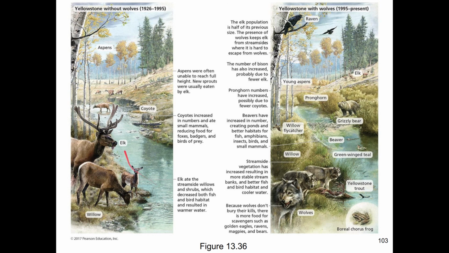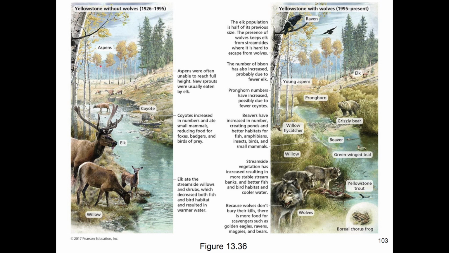Also, because you didn't have the willows and the shrubs on the banks of the river to stabilize it, you had more erosion. You had a reduction in the diversity of habitats like pools, and then ripples and rapids and pools would be more diverse. So the stream habitats became less diverse, so the fish and the birds that use those habitats became less diverse. The coyotes took over. The foxes, badgers, birds of prey, there were fewer of them. The aspens were eaten by elk, so the aspens were starting to die out.